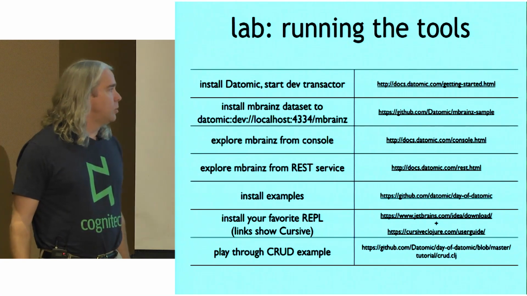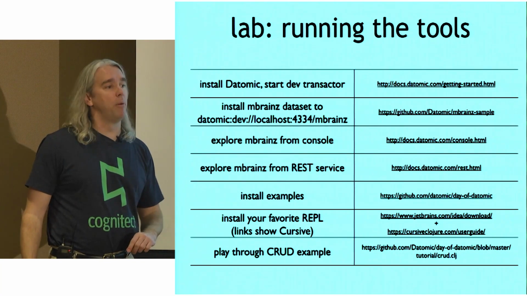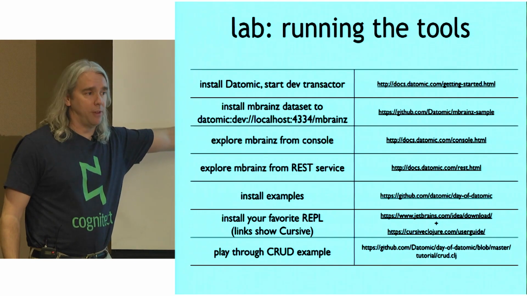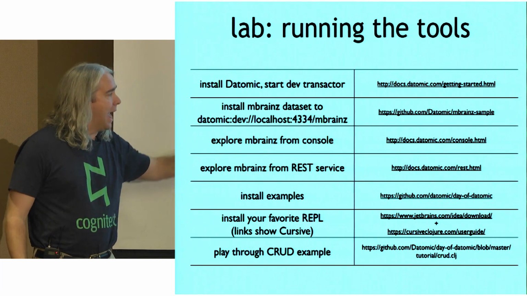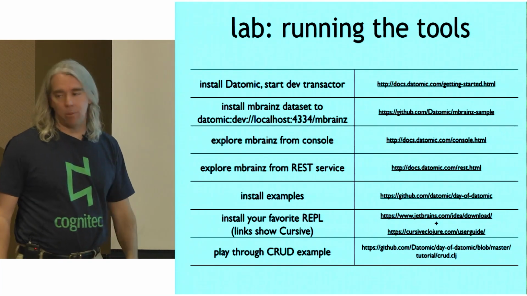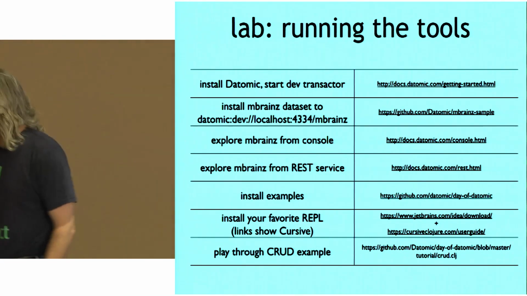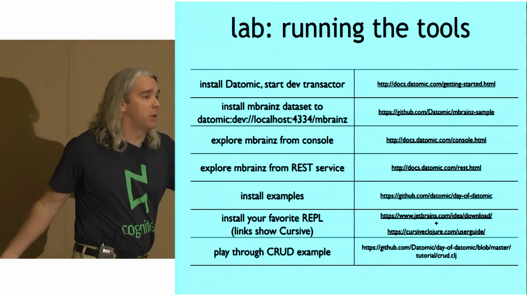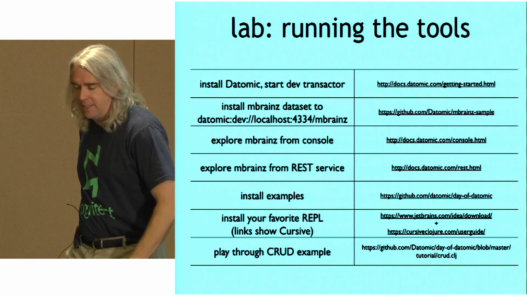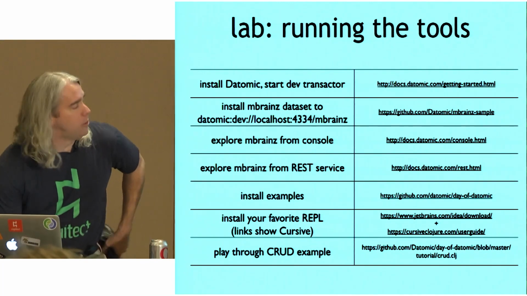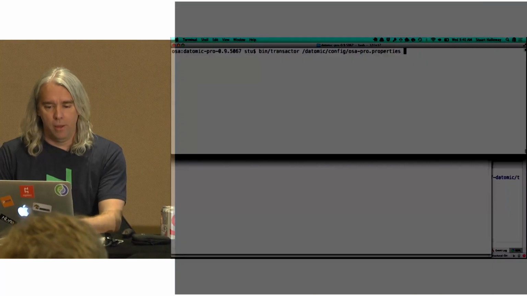Then we're going to get up and running in a Clojure REPL. This is optional. If anybody wants to do this stuff in Java, that's perfectly fine as well. And then work through the CRUD example. I'm going to do some of these steps super fast at the front of the room right now so you can see what I'm talking about. And then you guys can do them locally on your own boxes as well.